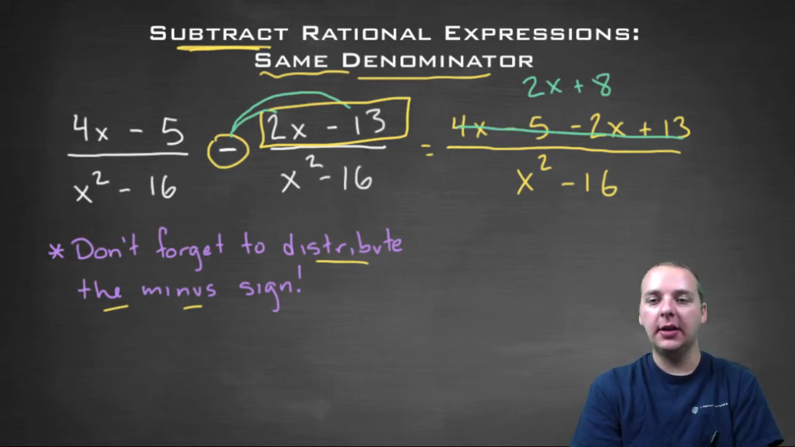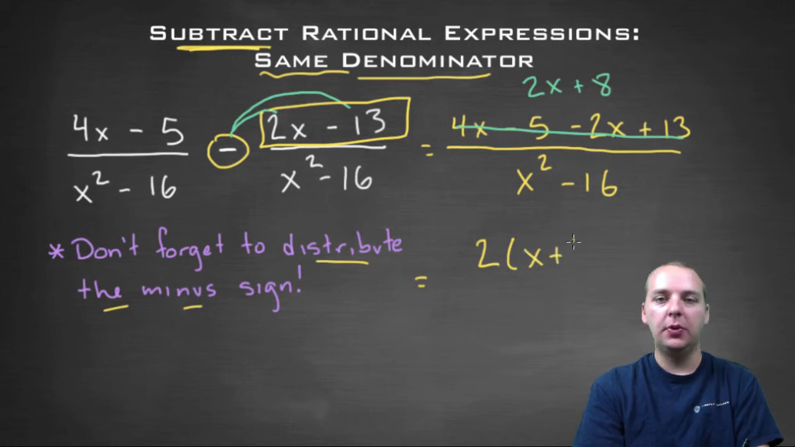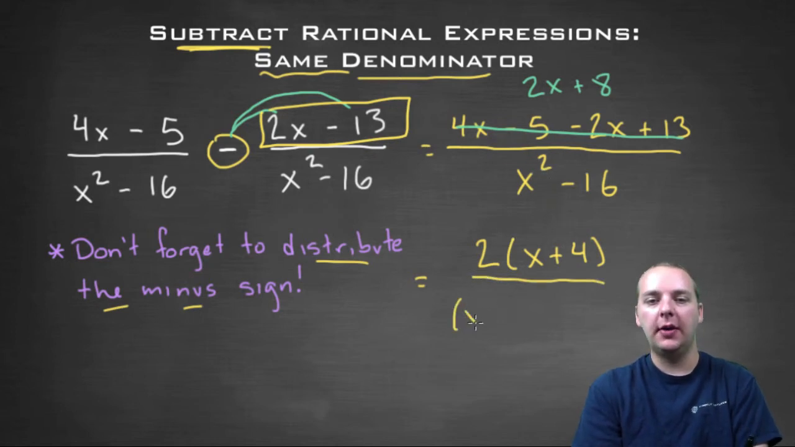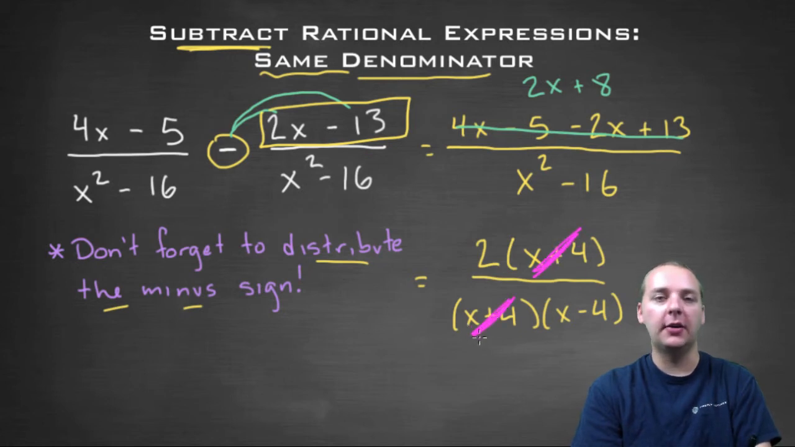Now it looks like both the numerator and denominator might factor. The numerator has a factor of 2, so pull a 2 out, and you get x plus 4. And the denominator is a difference of squares, so you would have x plus 4 times x minus 4. Then we can simplify by canceling the common factors of x plus 4. So the final answer would be 2 over x minus 4.